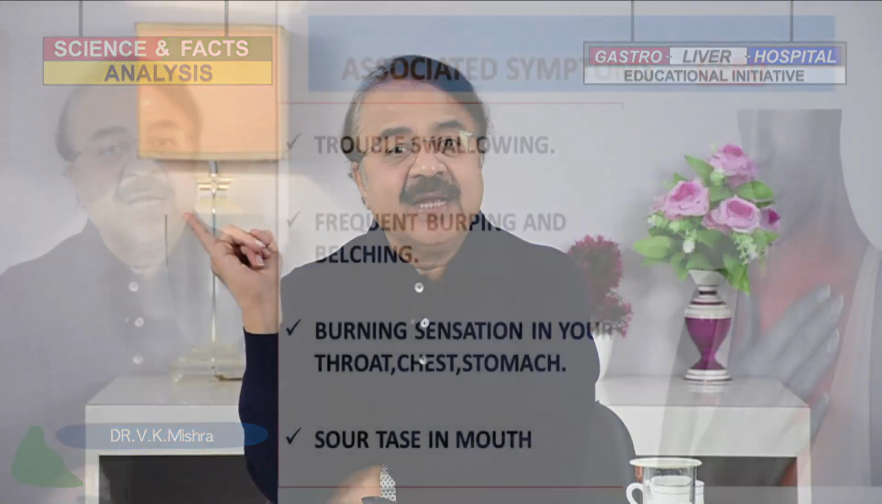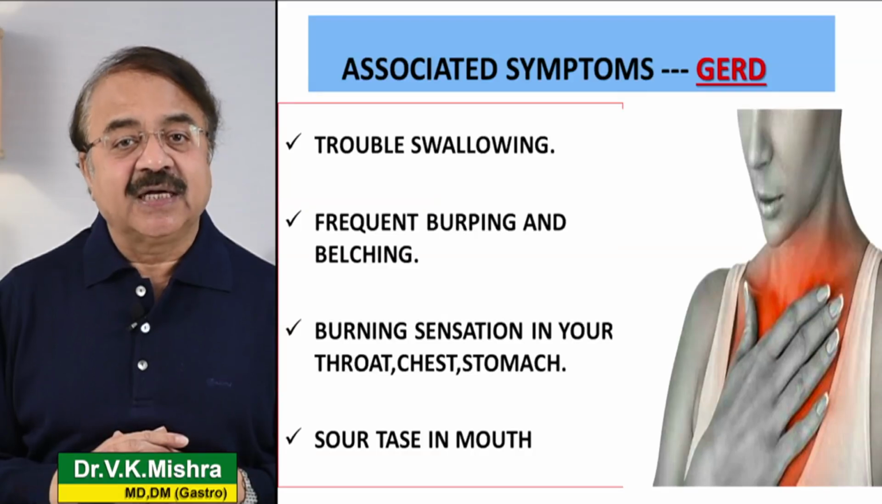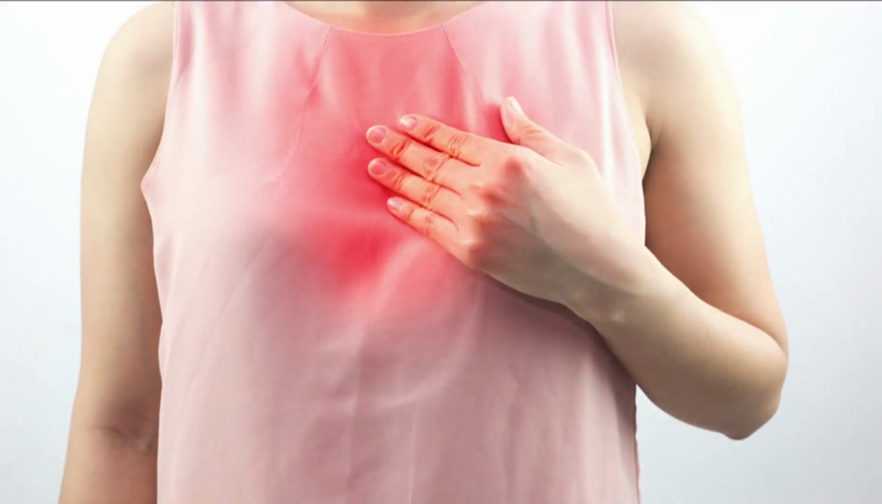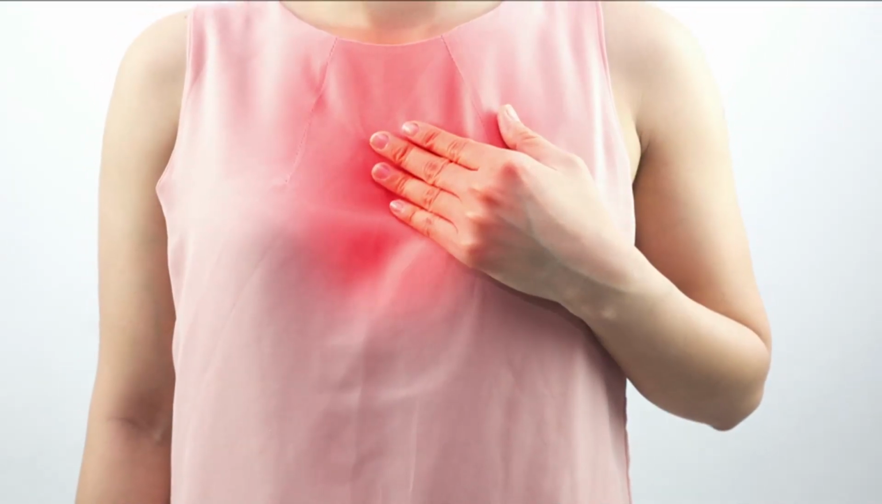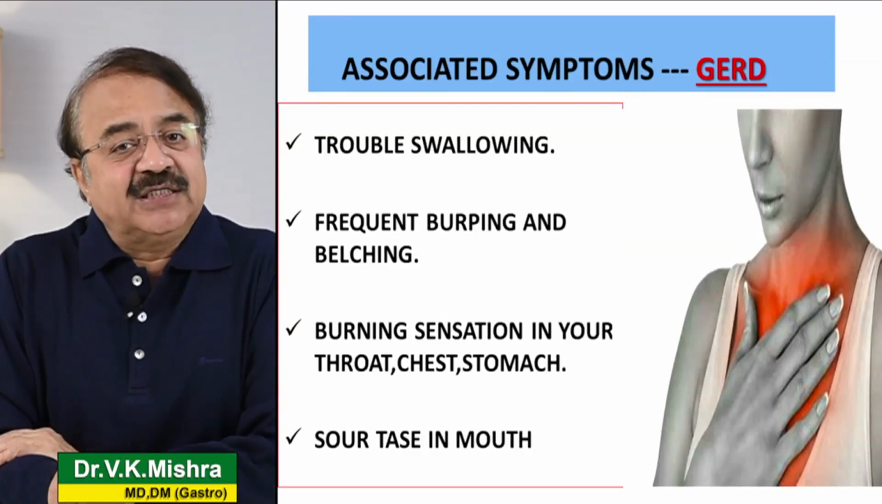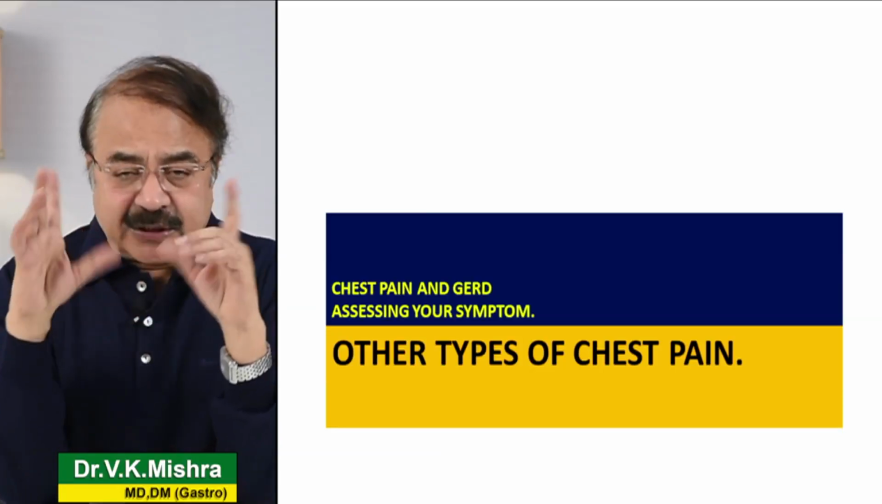But if you have pain which is coming from the esophagus or GERD, you can have other symptomatology. If you want to swallow something, it is quite possible you will have difficulty swallowing, which is known as dysphagia. You can have burping or belching if it is coming from the esophagus. You can have a burning sensation in the esophagus or in the throat. And at times, you can have sour eructations or a sour taste in your mouth if it is part of the GERD.